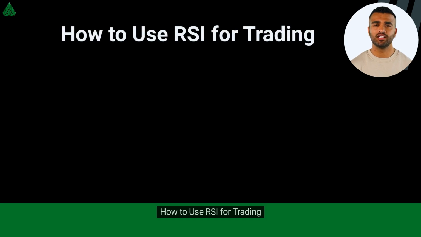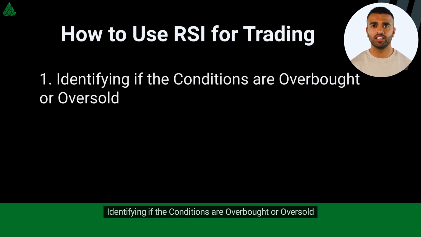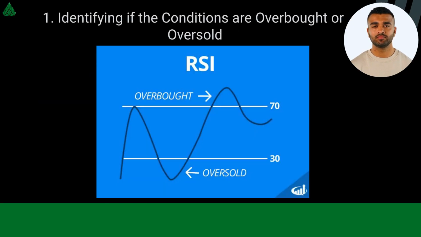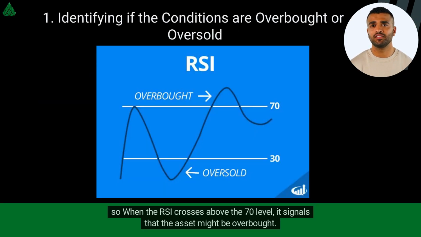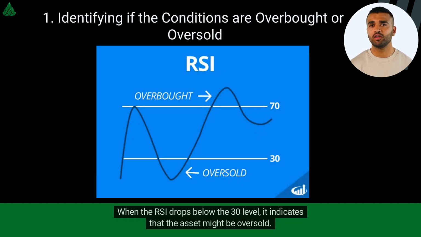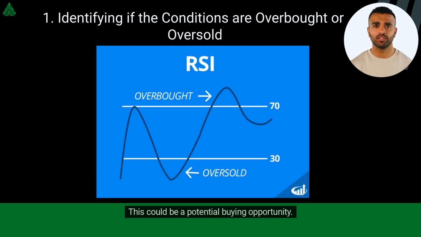How to use RSI for trading. Identifying if the conditions are overbought or oversold. So when the RSI crosses above the 70 level, it signals that the asset might be overbought. This could be a good time to consider selling or taking profits. When the RSI drops below the 30 level, it indicates that the asset might be oversold. This could be a potential buying opportunity.